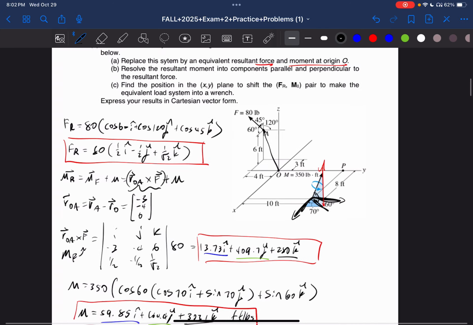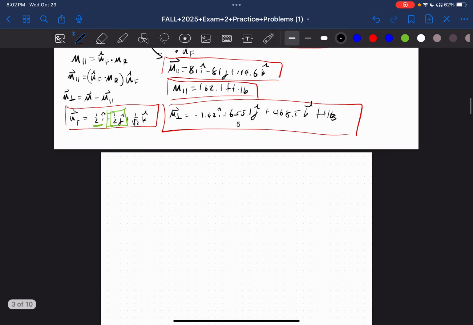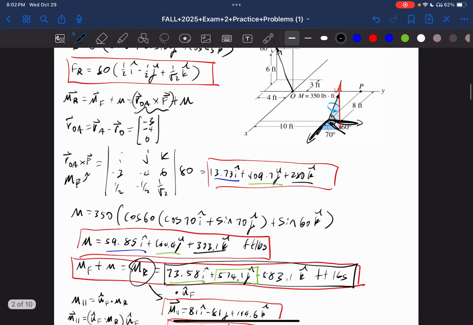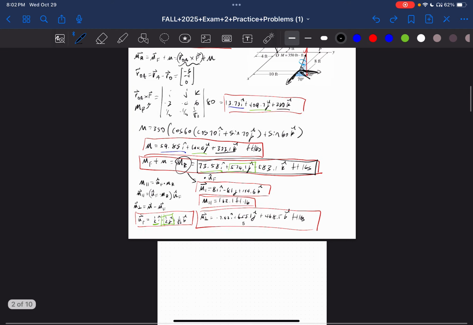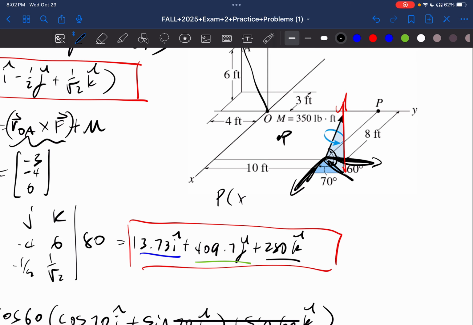What else does it ask? Find blah blah blah to make this into a wrench. Okie dokie. So now, this is probably the hardest question to ask on the test. But if you think about this, basically for a wrench, we need this component right here, and it's on the XY coordinate plane. So somewhere around here, let's just say the point's right here, right? This point is going to be X comma Y.